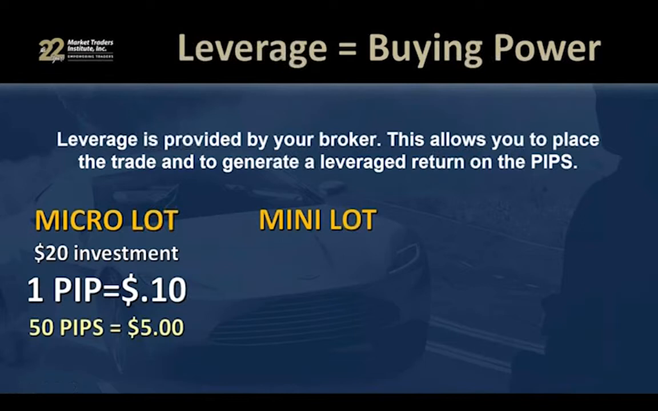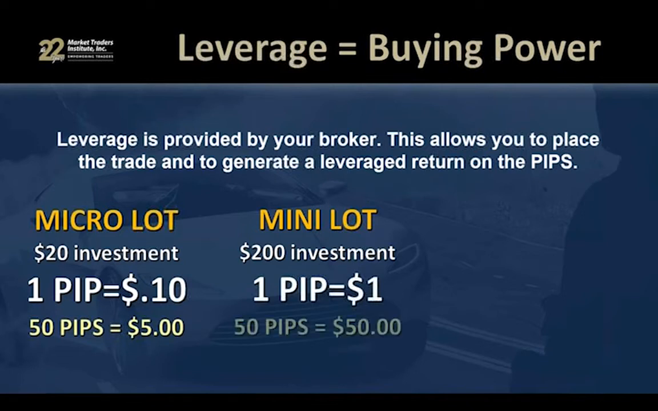If we were trading with a mini lot account, a mini lot's about a $200 investment from your trading account. Each pip is now worth $1. So those 50 pips that we're going after, if we're successful, we would generate a profit of $50.